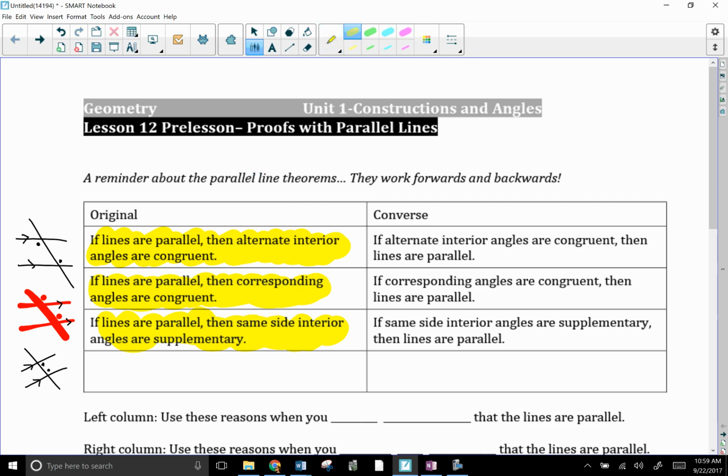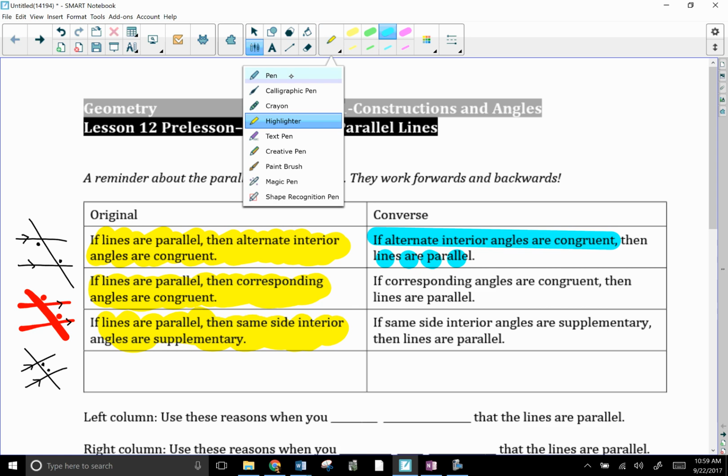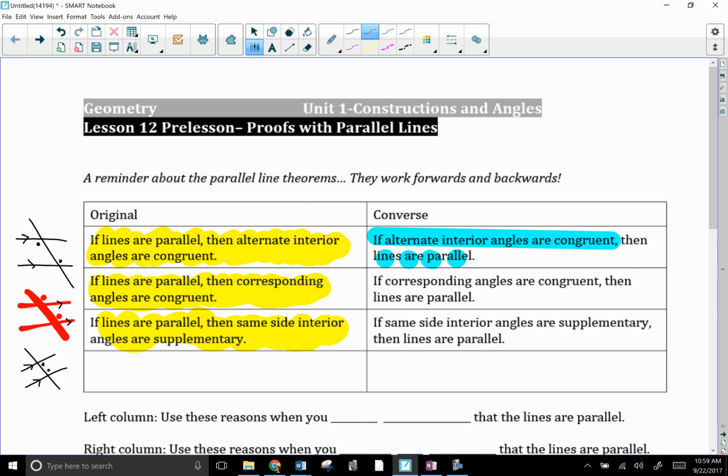On this other side, we make the distinction that if I look at some lines and I notice that between those lines alternate interiors are congruent, then I can say the lines are parallel. In other words, if I had a picture that looked like this, and I wasn't sure whether these are parallel, and I looked and said, okay, this angle right here is congruent to that angle right there. If I saw the measure, I would say, oh, those angles are congruent and they're alternate interiors. That means those lines must be parallel. So I can say that is now true.